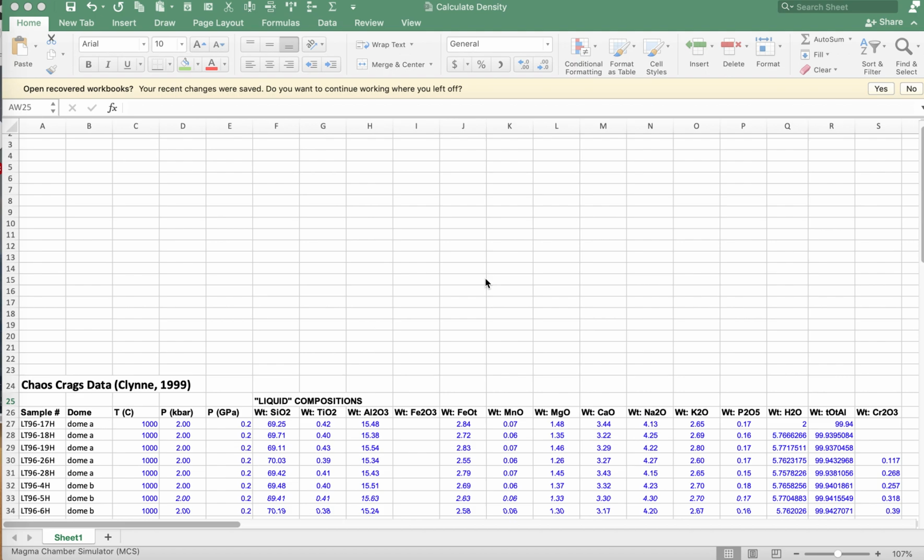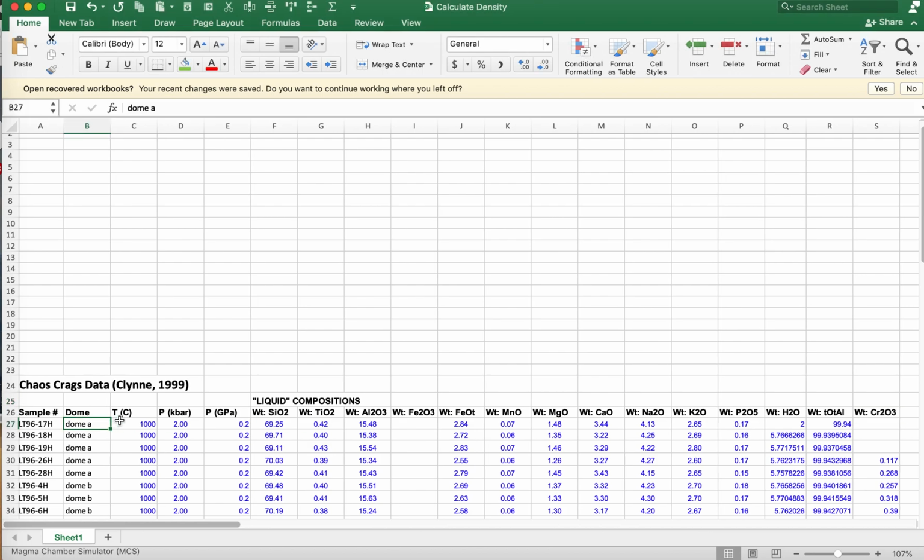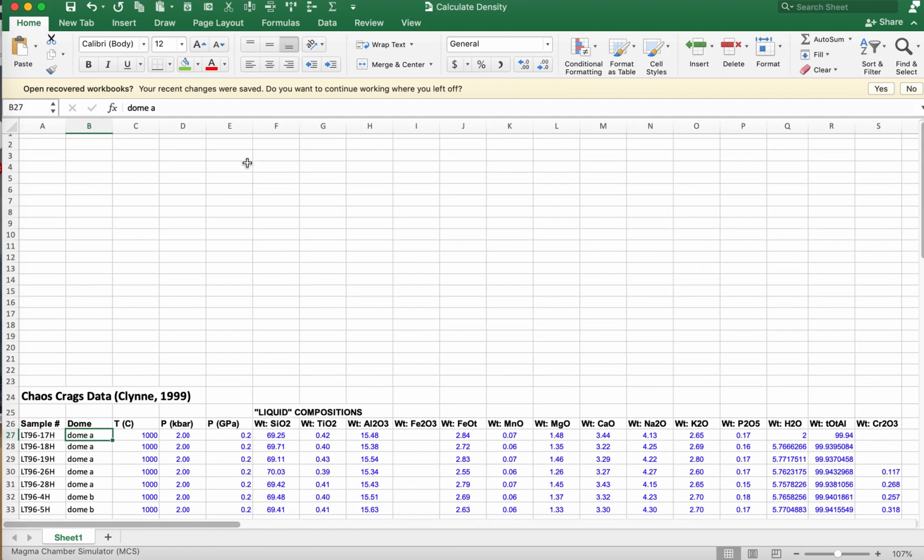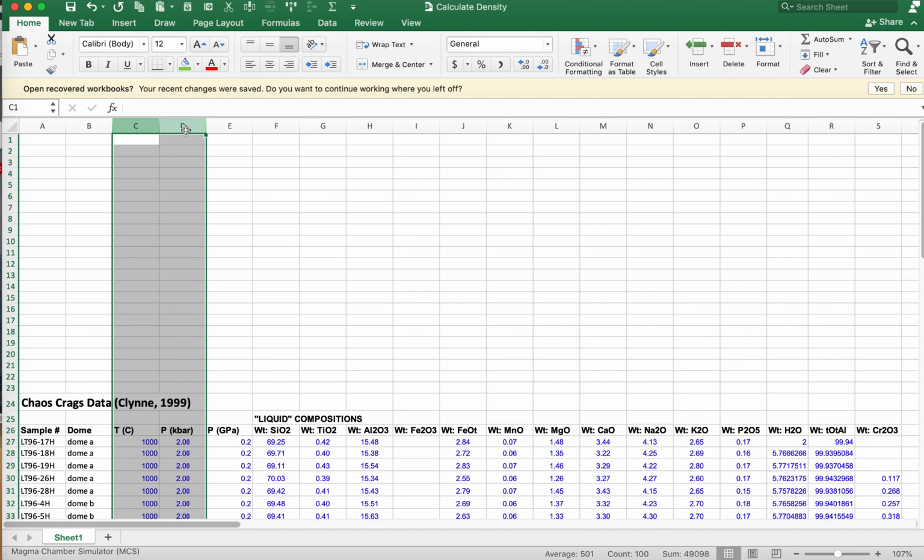In this video, we're going to take a look at how to calculate density, and we're going to use the same compositions we used for calculating viscosity. These data from Michael Clynne from the Chaos Crags, where we have data from the various domes A through F as examples. So in these first few columns, we have temperature and pressure, which we've just kind of made up because we're going to need those for the calculations.